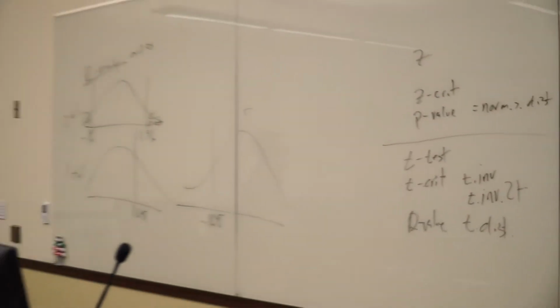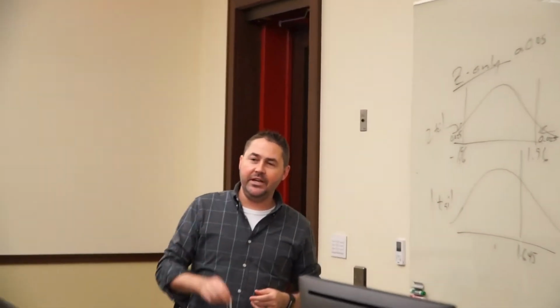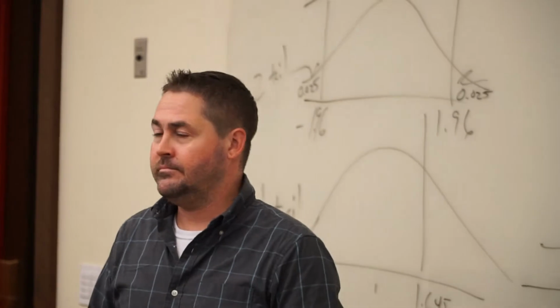When do you use a Z? When we know the population standard deviation. When do we use a T? When we do not know the population standard deviation, when we're relying on our sample standard deviation.